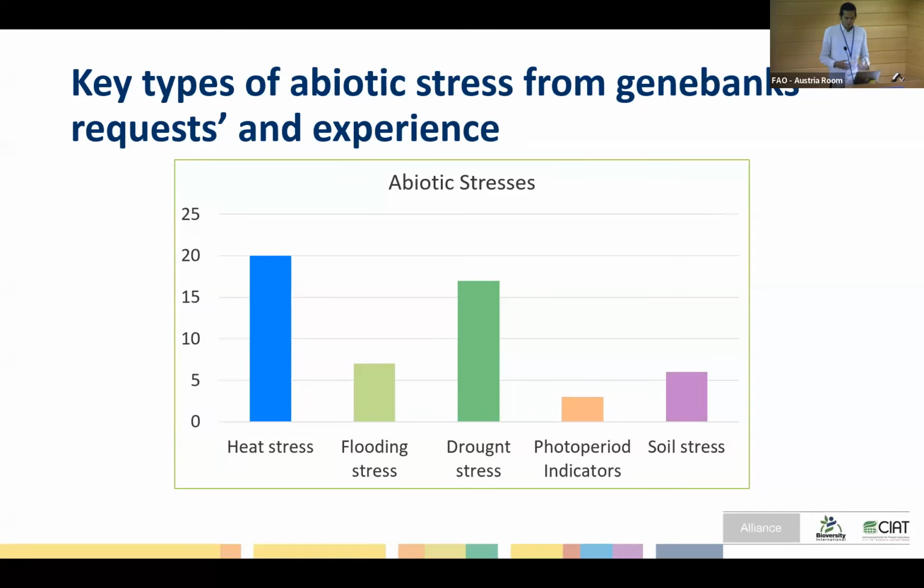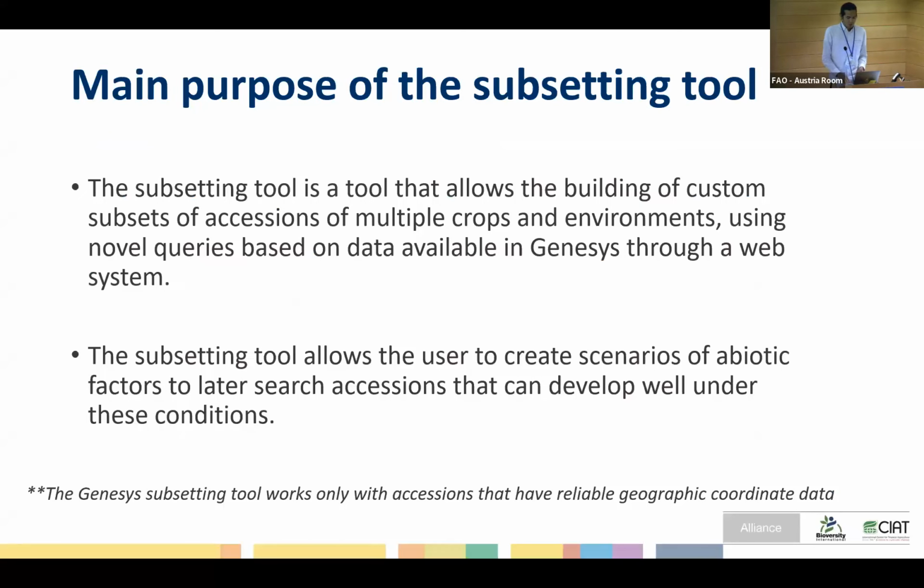So with this, we then went back and tried to think, okay, what are the specific indicators that we're interested in, what data can we put together to try to help people identify subsets for these specific challenges. So this is when now the tool comes to be developed. The subsetting tool basically allows you to build custom subsets of accessions for multiple crops and environments using queries which are based on available data from Genesis, and the tool itself is also available from Genesis.